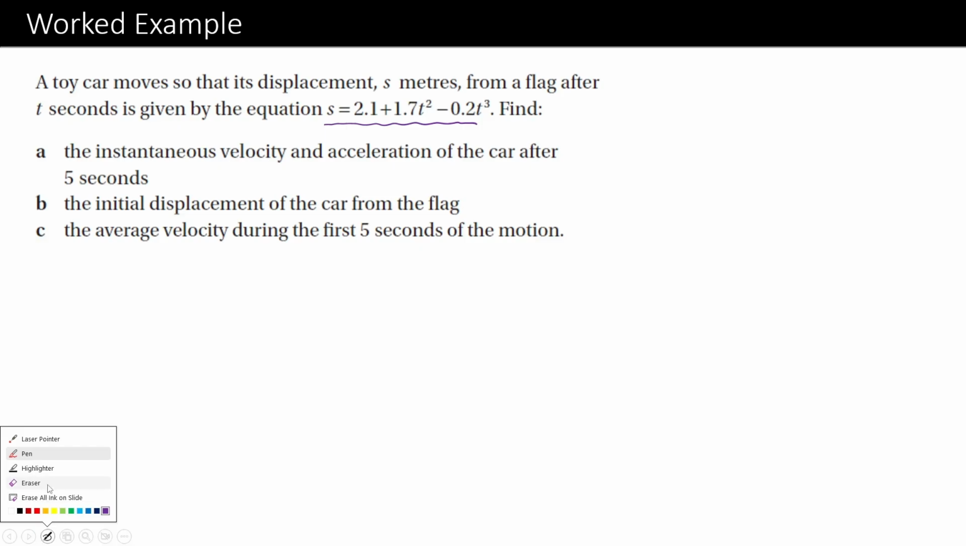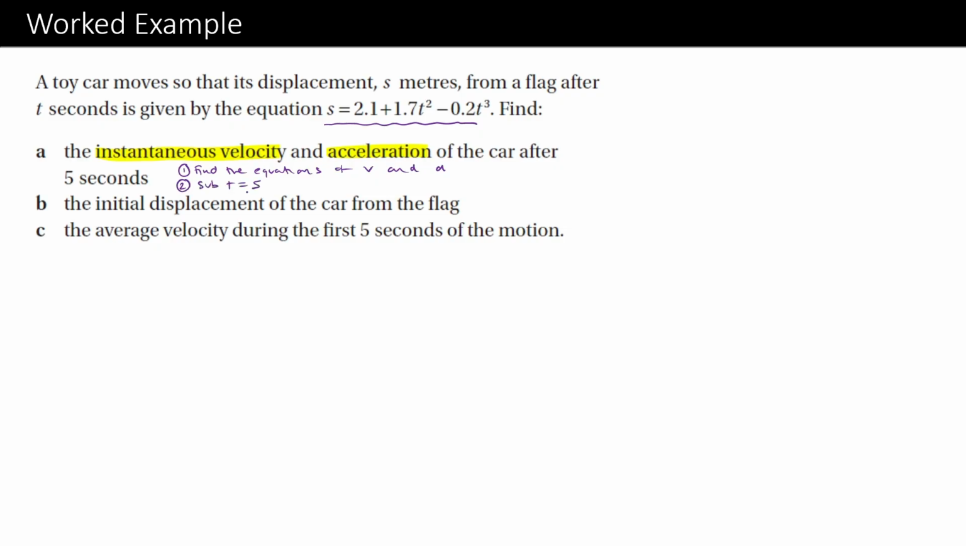Now the first part of the question is asking us to find the instantaneous velocity and the acceleration after 5 seconds. And as previously mentioned, the word instantaneous velocity and acceleration means those values at a particular point, and this particular point in question is when t equals 5. So in terms of the steps of what we need to do to answer this question, the first part is we need to find the equations of v and a, and then step 2 is we need to substitute t equals 5. They're the two steps that we're going to do to answer this particular question.